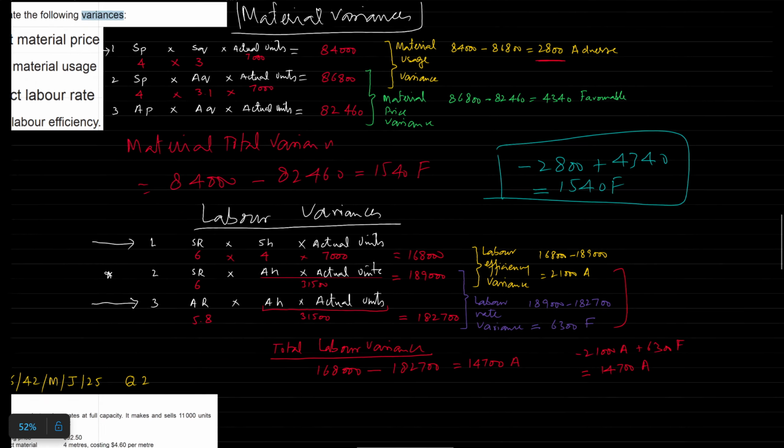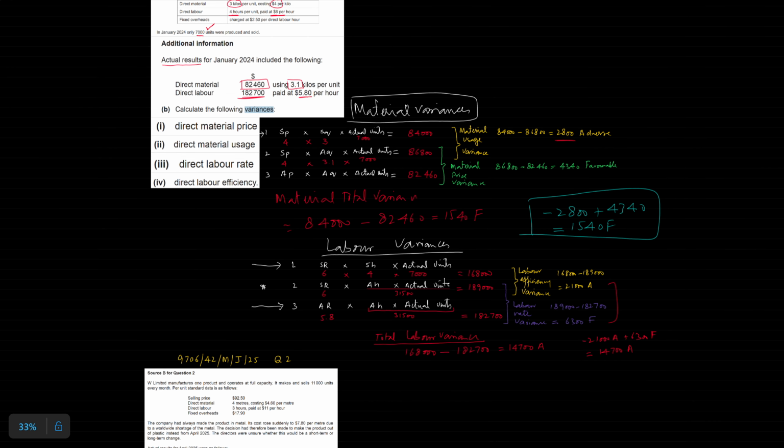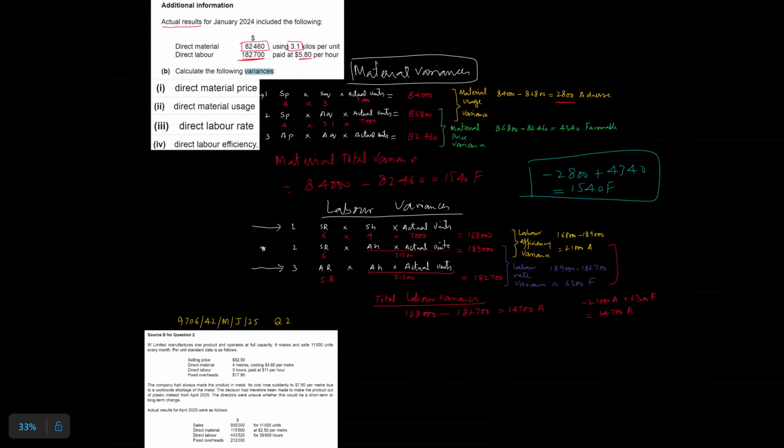So students, hope you learned material and labor variances. In the next videos we will discuss overhead variances and reconciliation of standard and actual cost and standard and actual profits.